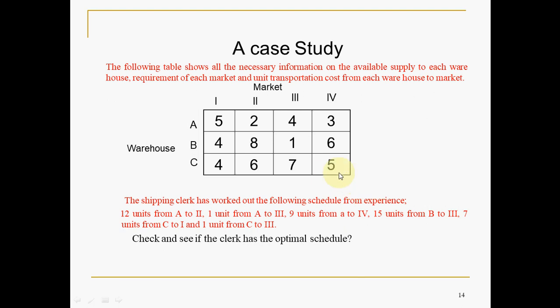What is the difference between a clerk and a person who knows optimization, an engineer? 12 units from A to 2, 1 unit from A to 3, all this is done by his past experience. So what is your opinion or observation? Check whether the optimum distribution is being followed or not. That's what this case study is. Please check. Just by using this, definitely it is not optimum, and you can improve the solution and save some cost to the company by following the optimal schedule.